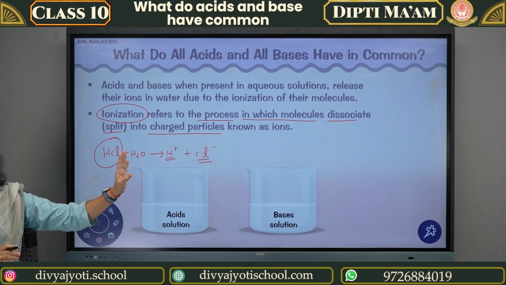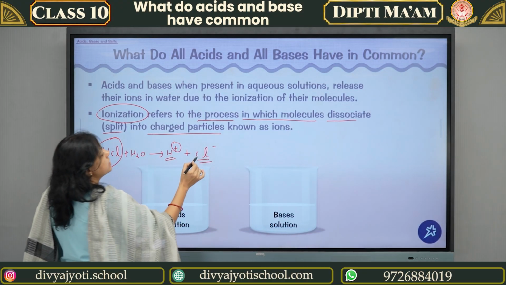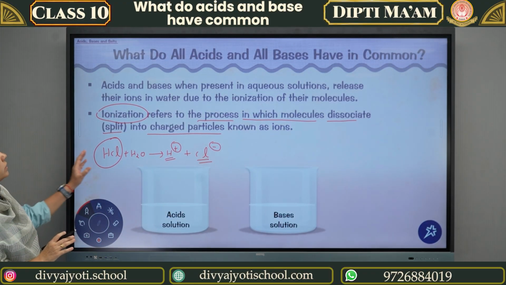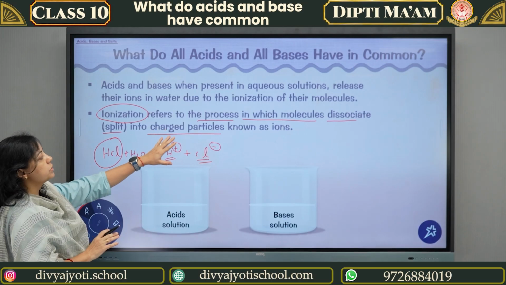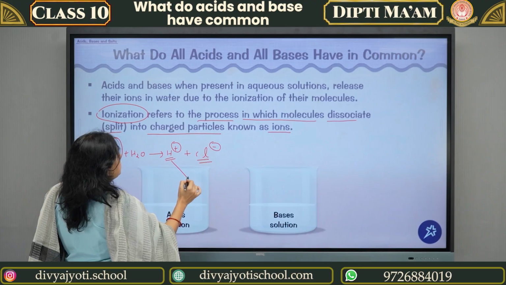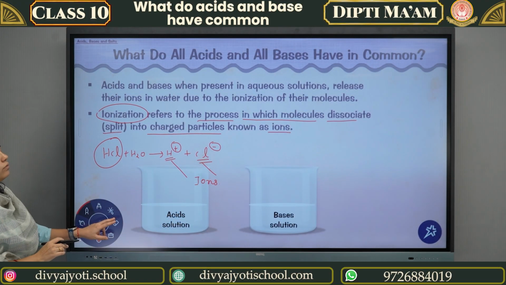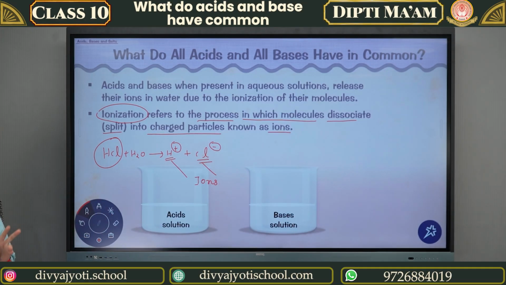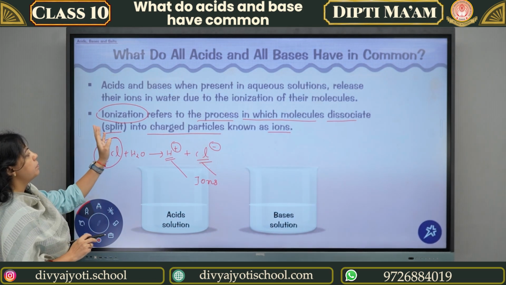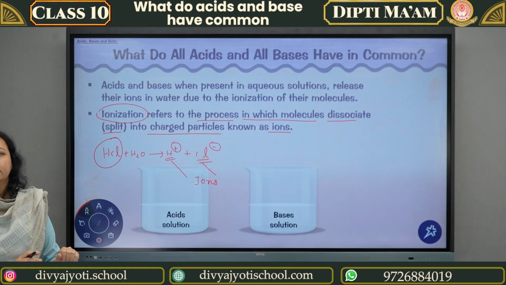How can you identify that they are charged particles? You can see that H has the positive charge and Cl has the negative charge. So these are known as charged particles. The splitting of the molecules into charged particles gives the ions, so H plus and Cl minus are known as the ions. What is the meaning of the ionization process? When the molecule dissociates, that means it splits into charged particles, this process is known as the ionization process.